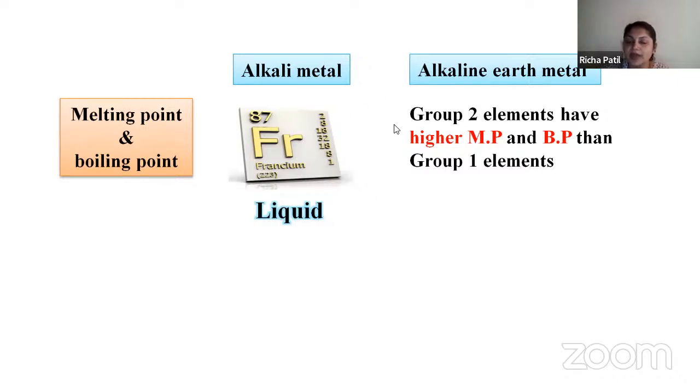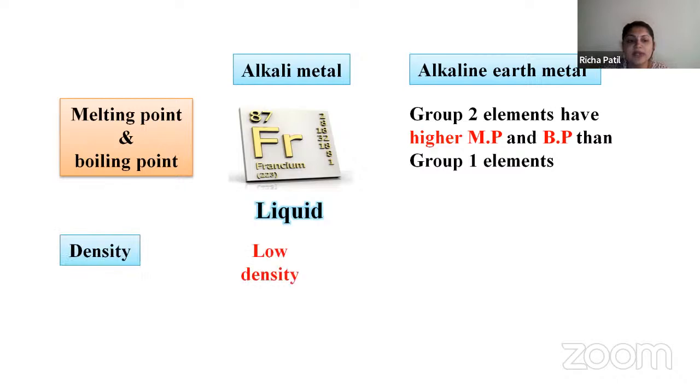As you go across the period, what will happen to the atomic size? Atomic size will be decreasing, right? As compared to alkali metals, what will happen to alkaline earth metals? The size will be a little small. So as compared to alkali metals, alkaline earth metals have higher melting point and boiling point than group 1.